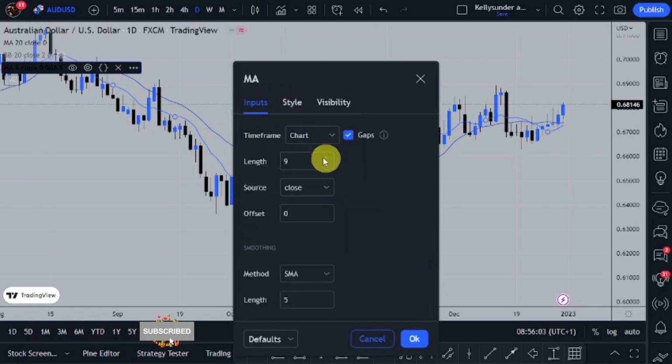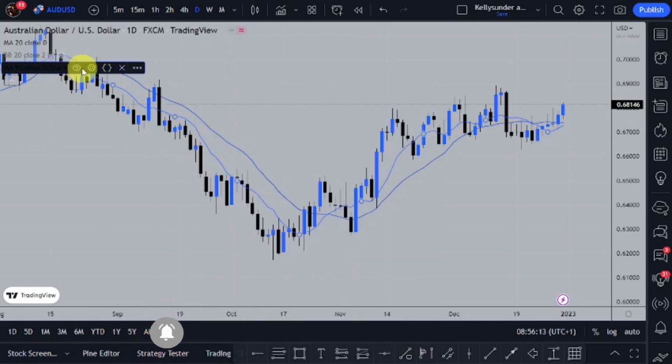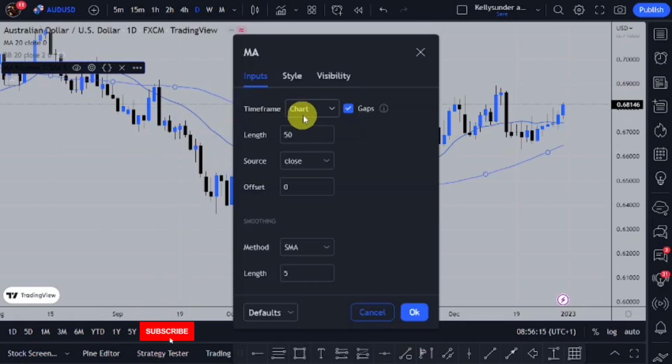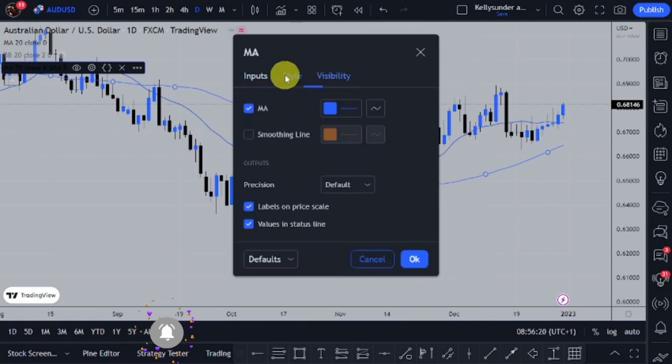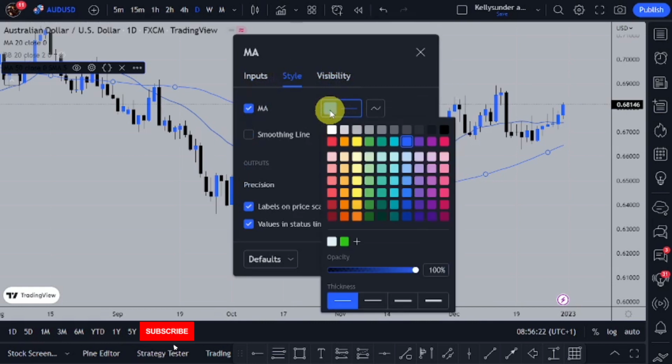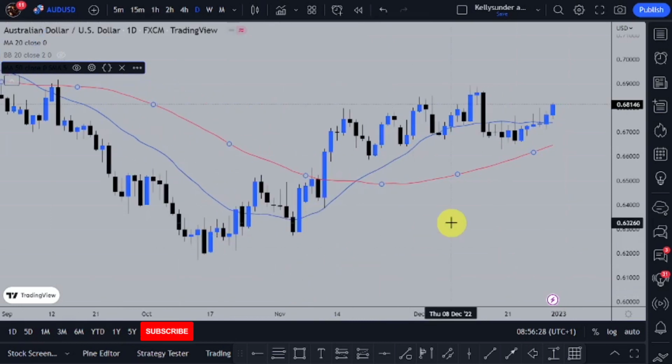The length is 9, so I'll be changing the length to 50. I want it to be a 50 EMA moving average. I also want to change the color, so you go to visibility, sorry, style. I'll change the color to red. I'll change the 50 EMA moving average to red. Now this is the 50 and the 20 EMA moving average.